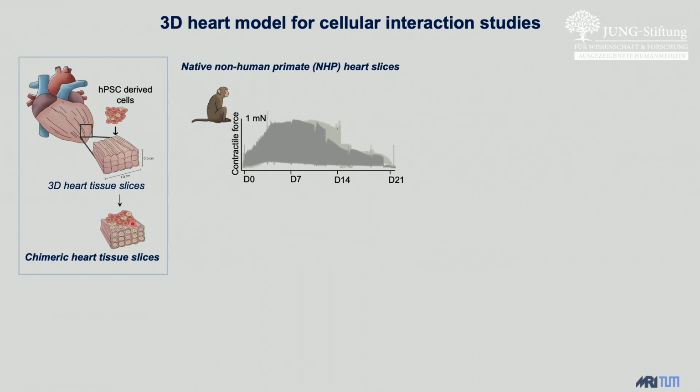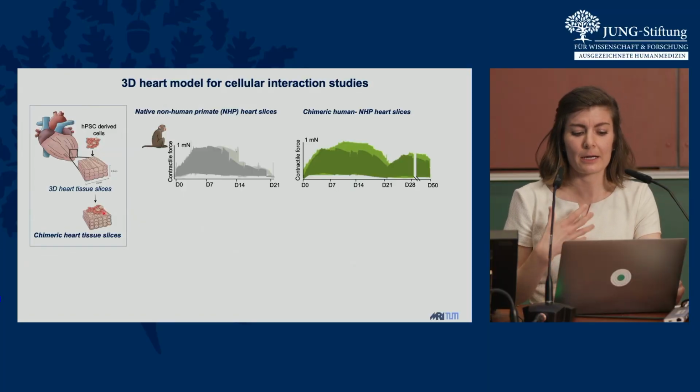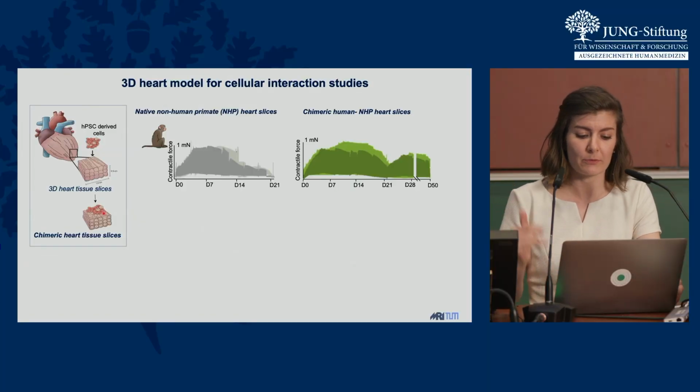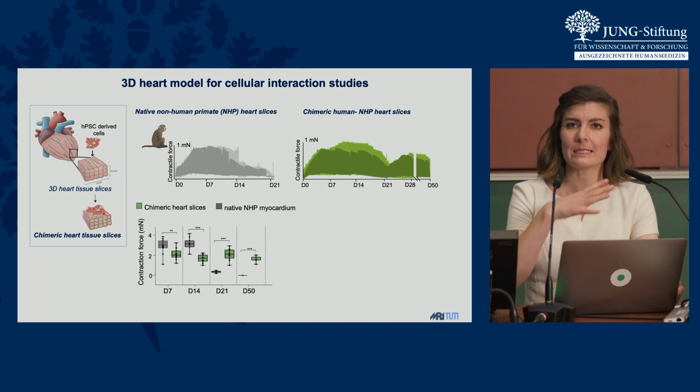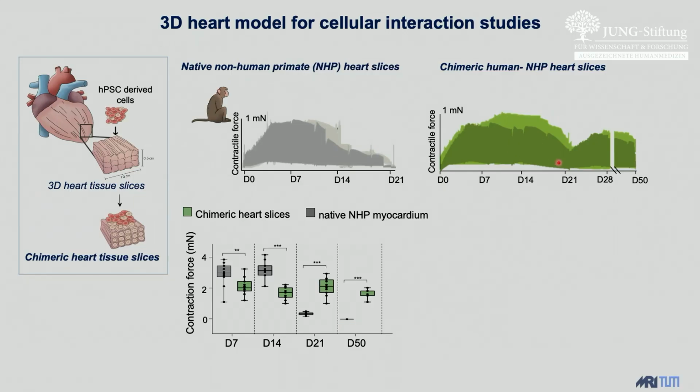And we were really curious to see what happens if we place those cells, our cardiac progenitor cells, on top of it. And it was quite fascinating and surprising to see that after 21 days, we did see an initial drop of contractile force, but we then saw a regain and a restoration of contractility that was significant already after 21 days and stayed up until 50 days when we decided to stop.